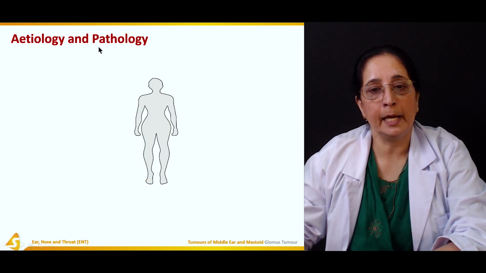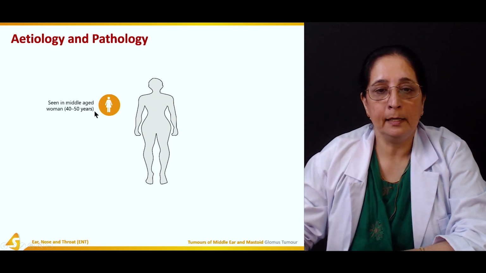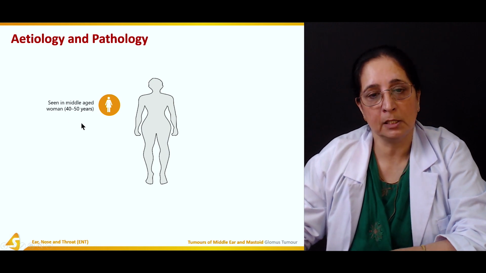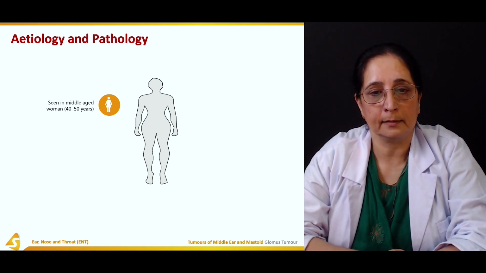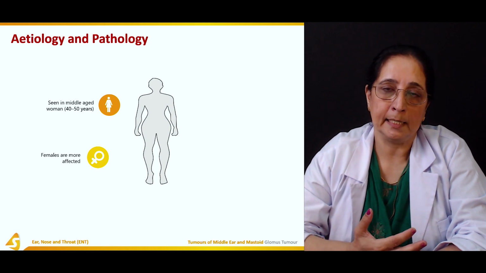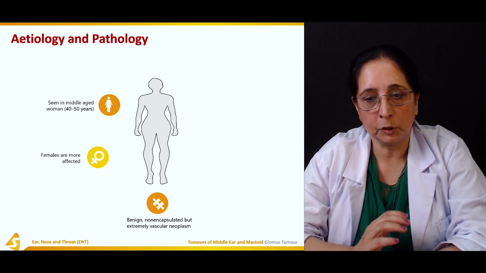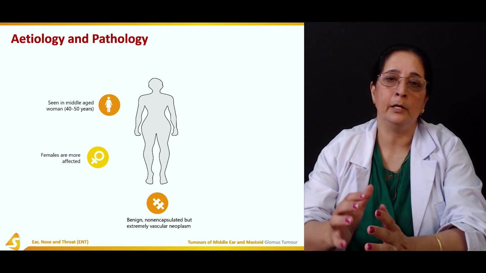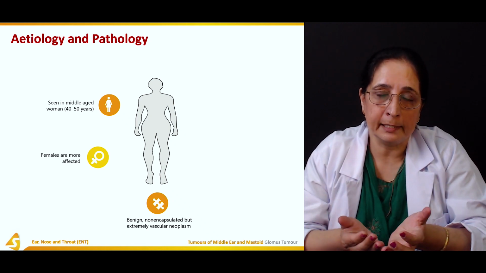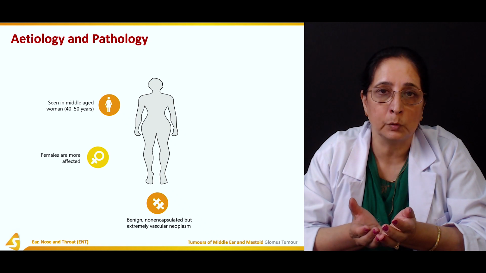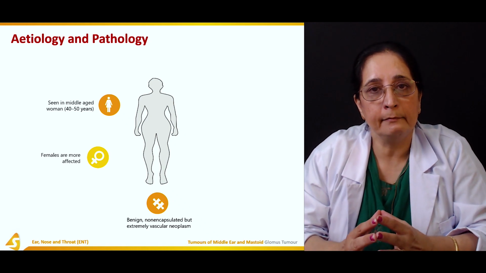Next, the etiology and pathology of the glomus tumor. It is seen in middle-aged women, 40 to 50 years old. So it's the disease of middle-aged women, 40 to 50 years. Females are more affected than the males. Benign, non-encapsulated but extremely vascular neoplasm. So glomus tumors are extremely vascular. They are not encapsulated. They are not covered by a capsule. So they are very, very vascular, and bleed easily because they are highly vascular.